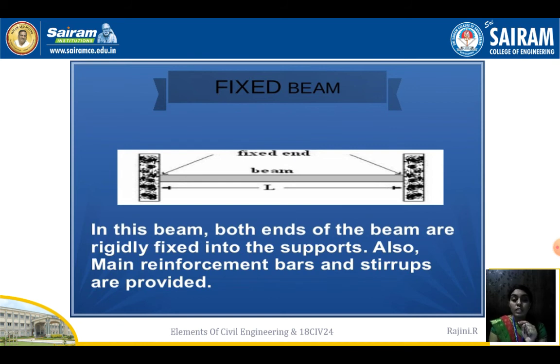And one more thing, a cantilever beam means one side fixed, one side free. So that will be cantilever. And this is the fixed beam, that is, both sides rigidly connected.